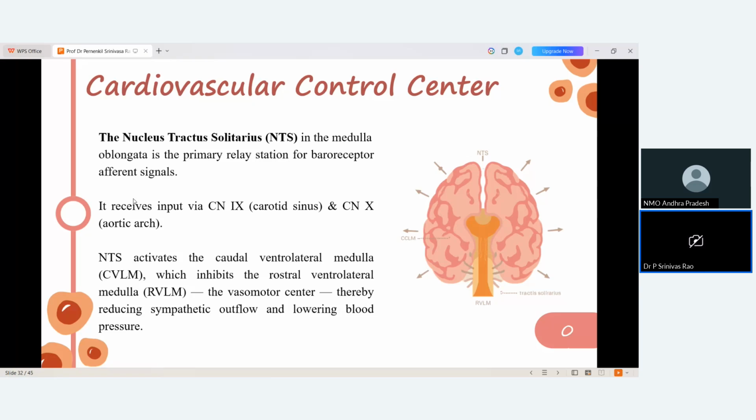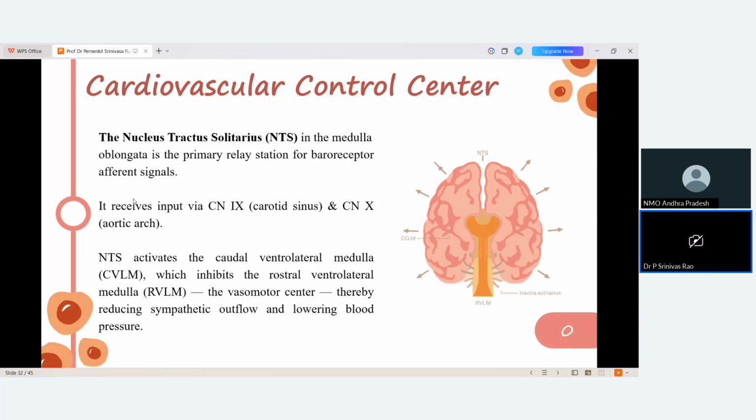Then you have the cardiovascular center in the nucleus tractus solitarius in the medulla, which receives all the afferent signals. It activates the caudal ventrolateral medulla, which inhibits the rostral ventrolateral medulla. These names you have to remember. The rostral ventrolateral medulla in some books is given as the vasomotor center. So what happens? Nucleus tractus activates the caudal ventrolateral medulla, which inhibits the rostral ventrolateral medulla, the vasomotor center, thereby reducing the sympathetic output. So the sympathetic output is reduced, the blood pressure is reduced.